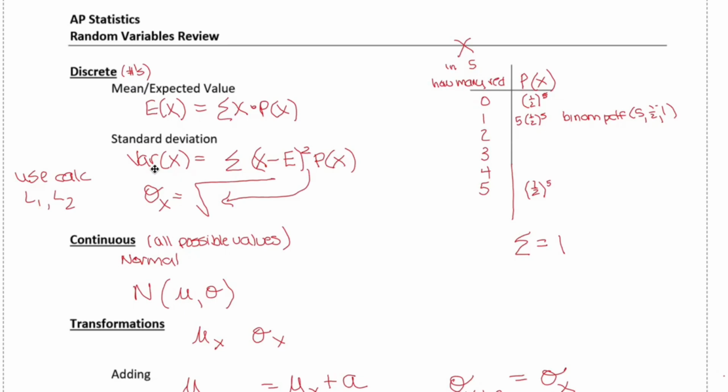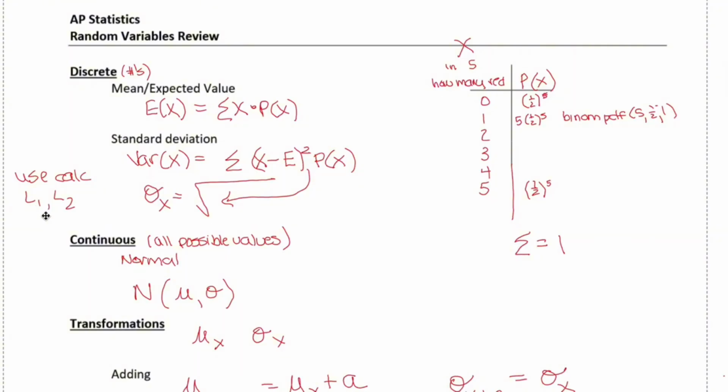For standard deviation, we're going to use the variance first, and then we're going to square root it to find the standard deviation. So to find the variance, it's the summation of x minus the expected value, quantity squared, times the probability of each x value. And we're going to use the calculator in most cases to help us find variance and standard deviations. And I think for the calculator, you will get the standard deviation directly. So you don't even have to square root the whole thing to find the standard deviation.